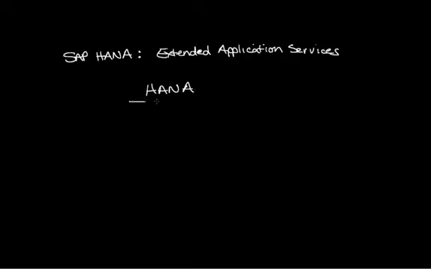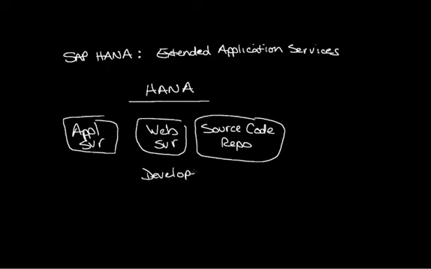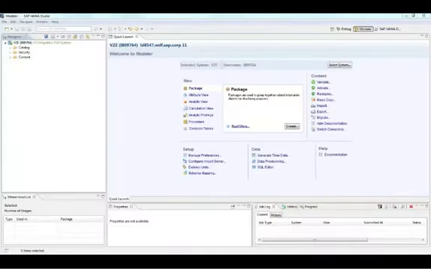In HANA 1.0 SP5, we introduced the capabilities of HANA Extended Application Services. This is basically an application server, web server, source code repository, and development environment all embedded within the HANA appliance. To support these new capabilities, we have also new tools added to the SAP HANA Studio.